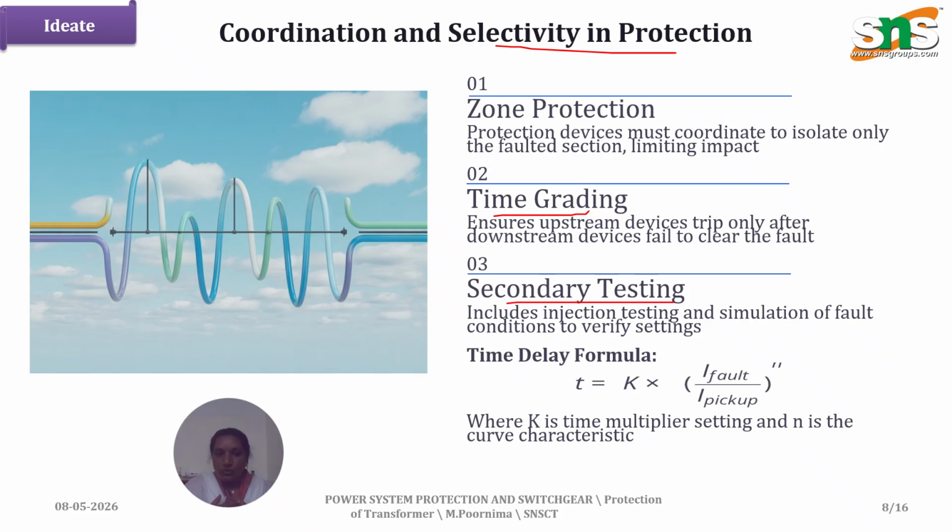Which zone we are going to protect, and the time gradient, how much time it needs before tripping, only after the downstream device fails to clear the fault. And secondary testing includes injection testing and simulation of fault conditions to verify the settings.